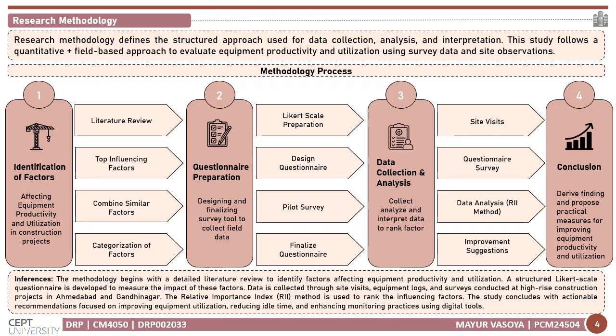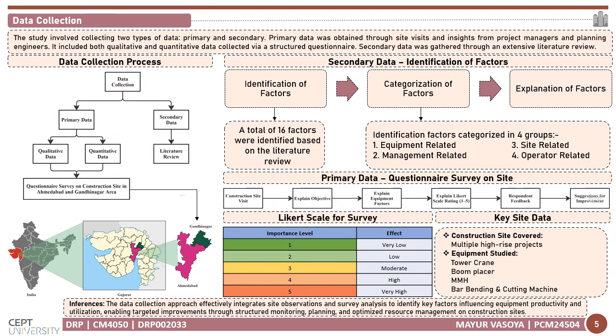So after finalizing the methodology, the next step was collecting both primary and secondary data related to equipment productivity and utilization. So now moving on to the data collection. This slide explains the data collection framework used in the study, and data was collected through two main sources, primary data and secondary data. Primary data was collected through site visits, discussion with the project manager and planning engineer.